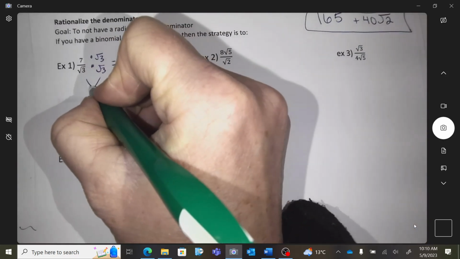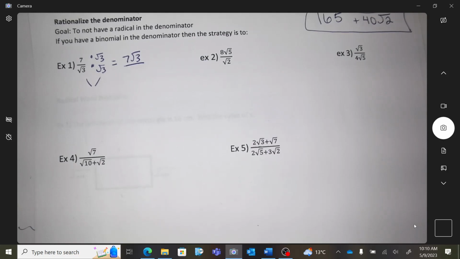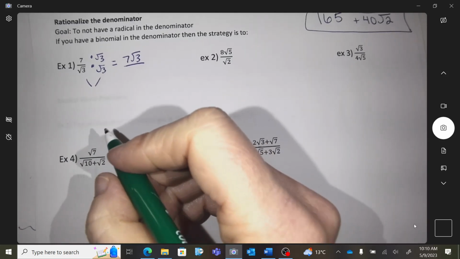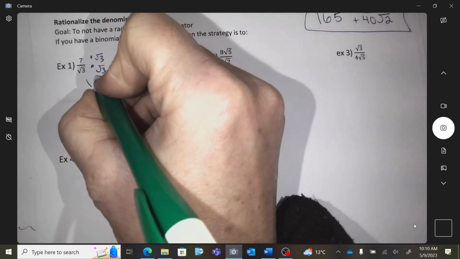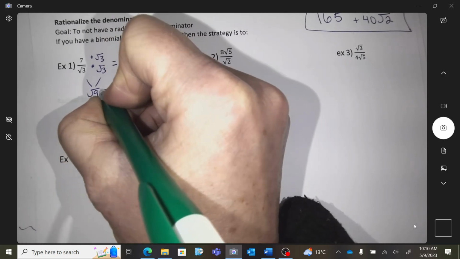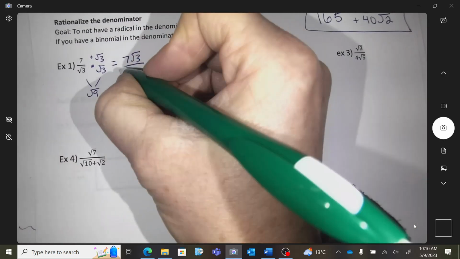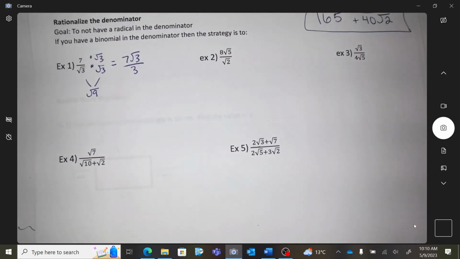And what does root 3 times a root 3 turn into? Root 3 times root 3 is root 9, which is 3. Whole number 3. And look at this. The number doesn't have a radical on the bottom anymore. So you're just trying to get it alone so that there's no radical on the bottom. Okay. That's the goal.